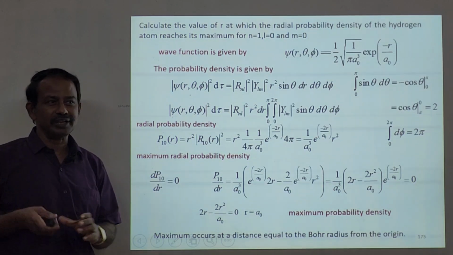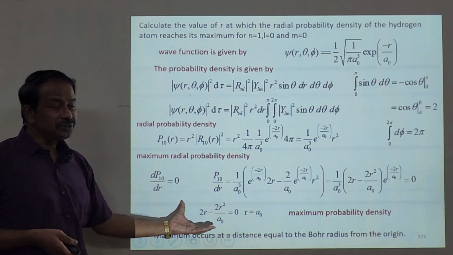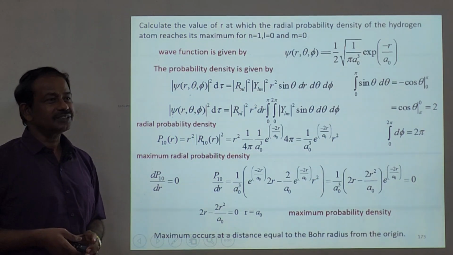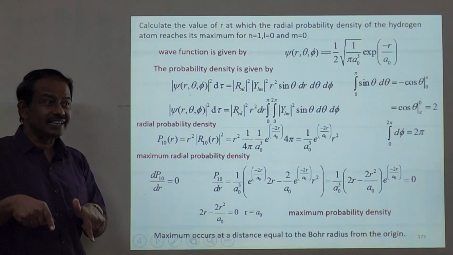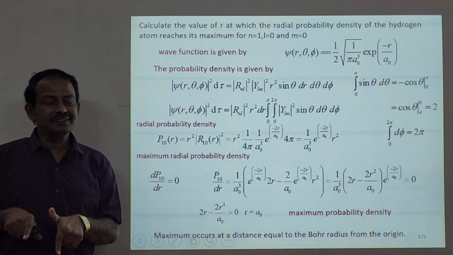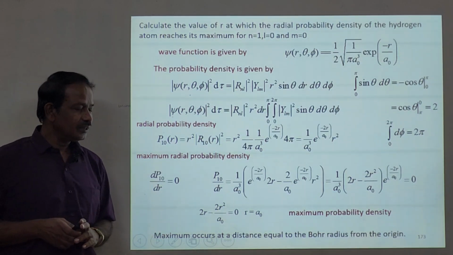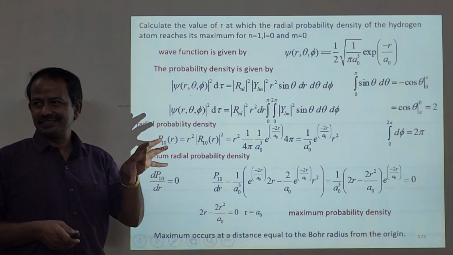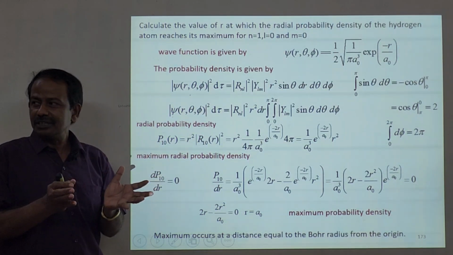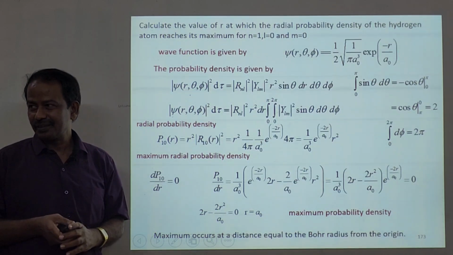A naught is the Bohr radius. Okay, a naught is the Bohr radius. Beautifully done by Schrödinger. So the maximum probability density exactly lies at the Bohr radius. So this was the statement made by Schrödinger. Bohr fixed the Bohr radius: 100% of the time the electron will be only at the Bohr radius, 0.53 angstrom.